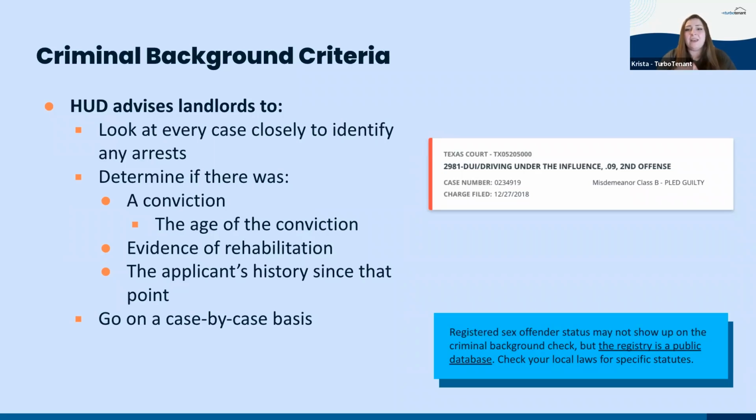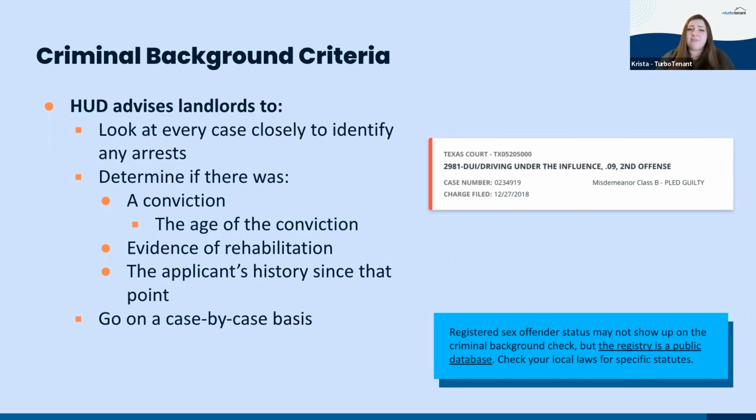So for Black men, they are 6 times more likely to be incarcerated than white men, and Hispanic men are 2.4 times more likely to be incarcerated than their white peers. That is why you really need to look at all of these criminal background checks on a case-by-case basis. You need to determine if there was a conviction, and if there was a conviction, how old was the conviction?